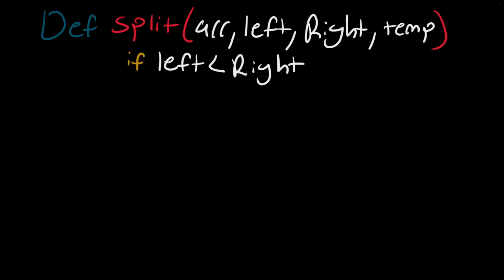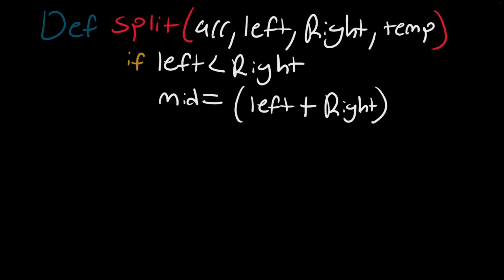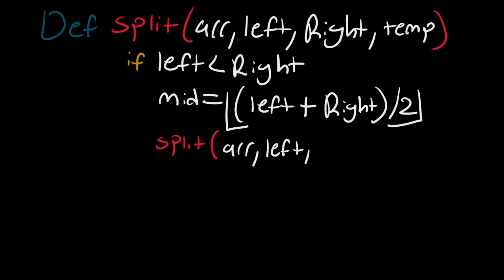And for our if, we're going to do two recursive calls, but before we do that, we're going to have to set our midpoint. So that mid we kept calculating. The mid is going to be equal to the left plus the right divided by 2, and then we're going to floor this. Then we're going to perform our recursive splits. We're going to do split, and pass it the array, left, mid, and the temp array.